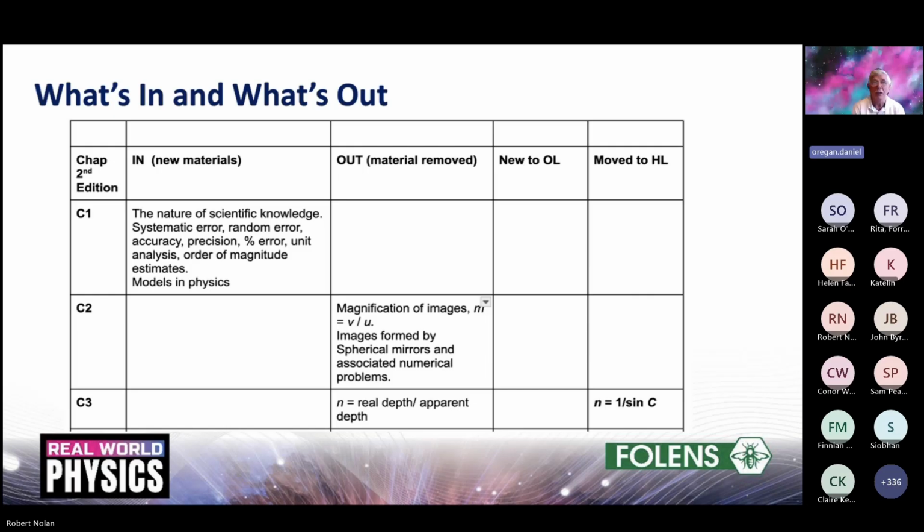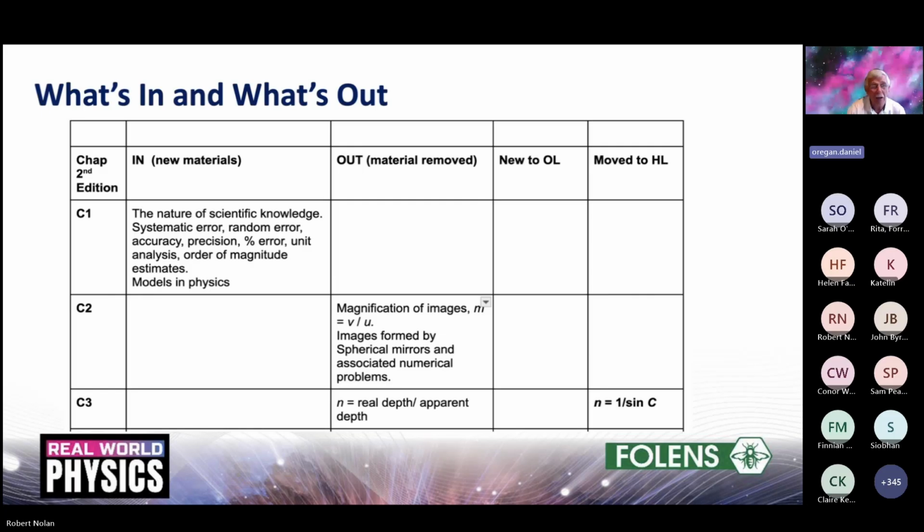Chapter 2 on reflection of light. There's nothing really new there, except magnification. The formula v over u has been removed, although presumably you could be asked to calculate how much bigger an image is than an object, or smaller, graphically, but the calculations with the formula are not there. Likewise, images formed by spherical mirrors and the associated numerical problems are not on the specification.